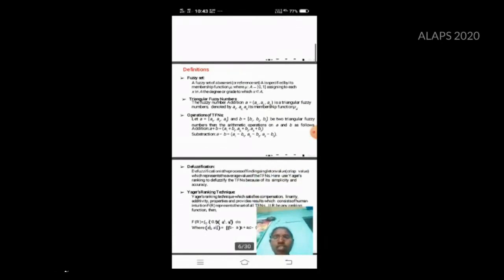Definitions: a fuzzy set of a basis set or reference set A is specified by its membership function mu, assigning to each x in A a degree to which x belongs to a triangular fuzzy number. If A and B are two triangular fuzzy numbers, then the arithmetic operations on A and B are addition and subtraction. Defuzzification is the process of finding a singleton value which represents the average value of triangular fuzzy numbers. Here, we use the Agas ranking to defuzzify the triangular fuzzy numbers because of its simplicity and accuracy.